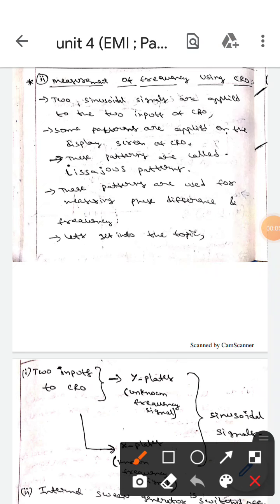Today we are here to discuss measurement of frequency by using CRO. So let's get on topic.